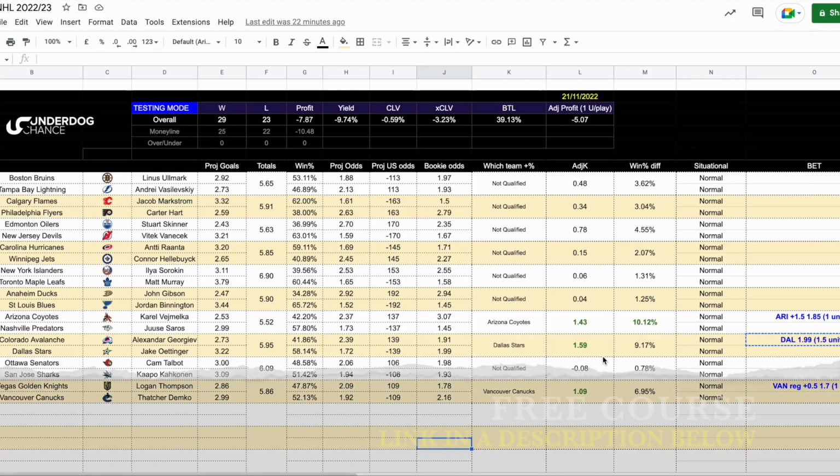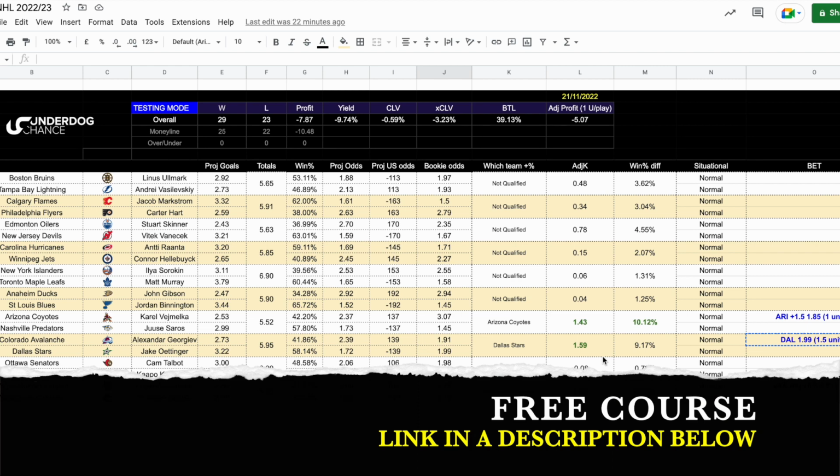Okay guys, so let's continue with NHL betting model projections. As I mentioned in previous videos, and I will mention it a couple of times more because I don't want some people to confuse this, right now I'm testing the model and I want to share this process with you.